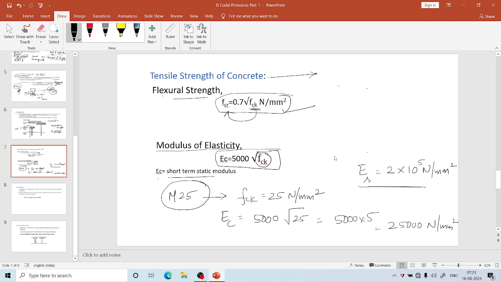If they ask for a long term modulus, then we have to see that E effective equals Ec divided by 1 plus theta, where theta is the creep coefficient. So we can find the effective modulus of elasticity from the short term elastic modulus divided by 1 plus theta, where theta is the creep coefficient, and this creep coefficient depends on the age of the concrete.